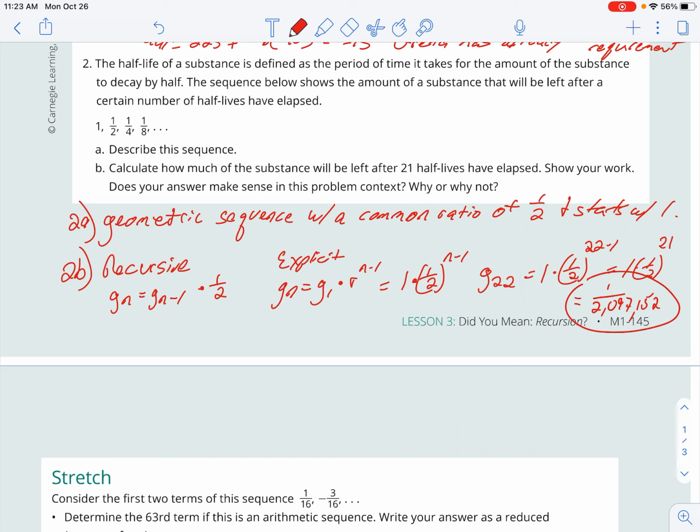So in this case here, the amount of the substance will continue to get smaller and smaller as it decays. So as it continues to decay, it just keeps getting smaller and smaller and smaller.